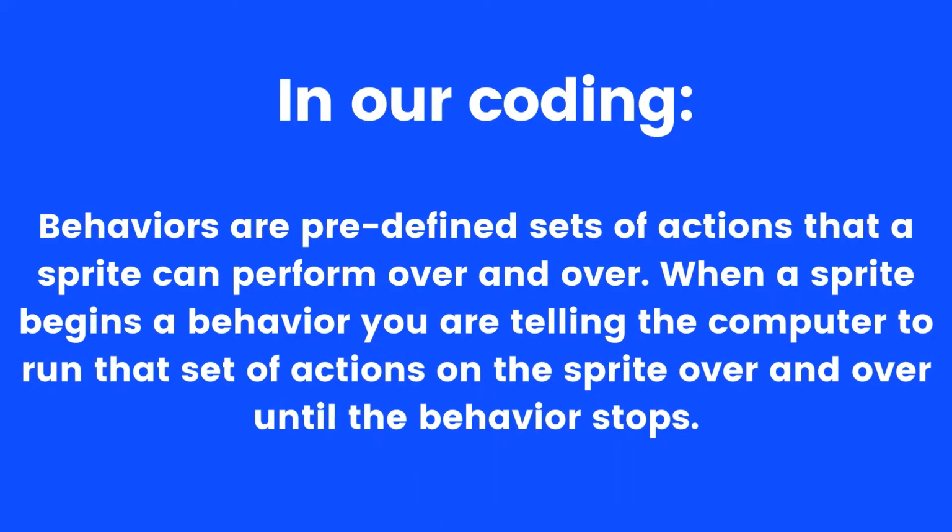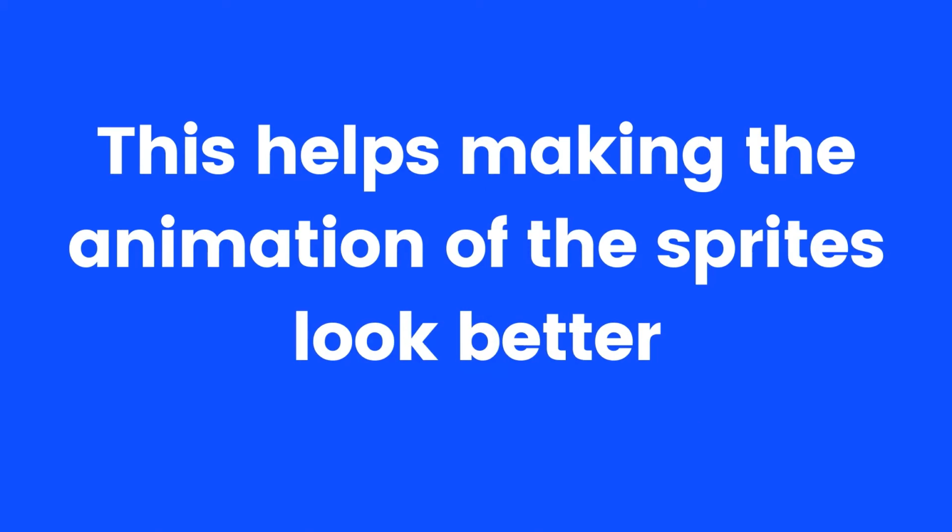Yeah? In coding, however, behaviors are predefined sets of actions that a sprite, which is the character in your code, can perform over and over, again and again. When a sprite starts a particular behavior, the chosen behavior, you're telling the computer to run that set of instructions on the sprite over and over again until the behavior stops. This makes the animation of the sprite look better.